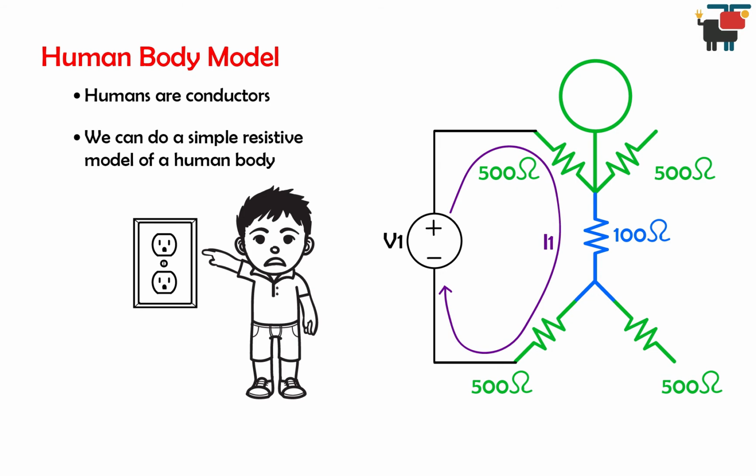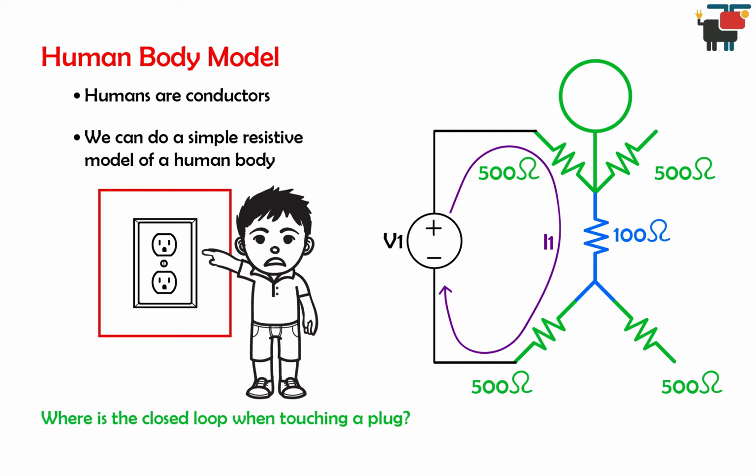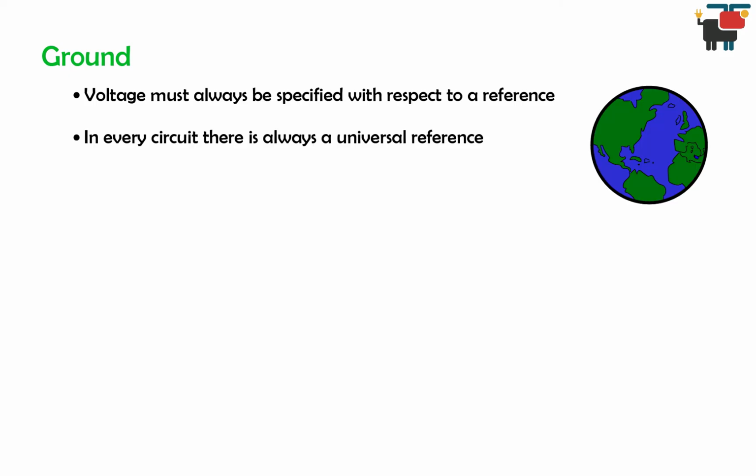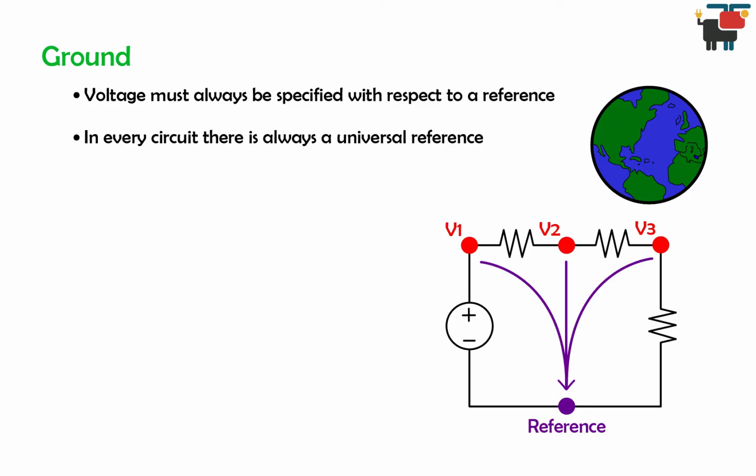Touching the metal connection of a wall plug creates exactly this scenario. You may be wondering how a closed loop is formed when touching a plug. It is clear that the hand is connected to one side of the source, but where is the second connection? The foot isn't touching the plug. This is where the concept of ground comes into place. We know that voltage must always be specified with respect to a reference. In every circuit, there is always a universal reference.